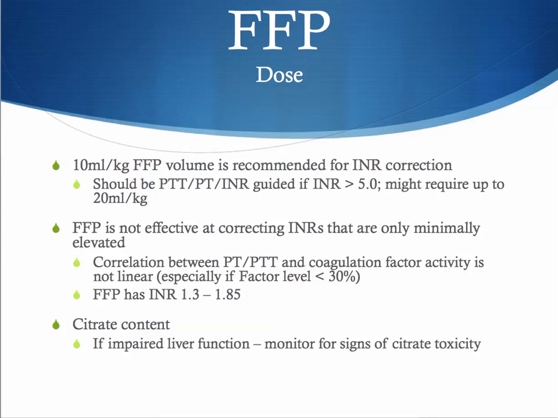So how much FFP do we have to give? Standard is 10 cc's per kilo of FFP. This volume is recommended for an INR correction. It needs to be PTT and INR guided. If your INR is excessive, meaning above 5, the volume can be up to 20 cc's per kilo. So I start with 10 and then repeat and then take it from there. But if you have a 70 kilo patient, that means 700 cc's of a high protein concentrated solution.